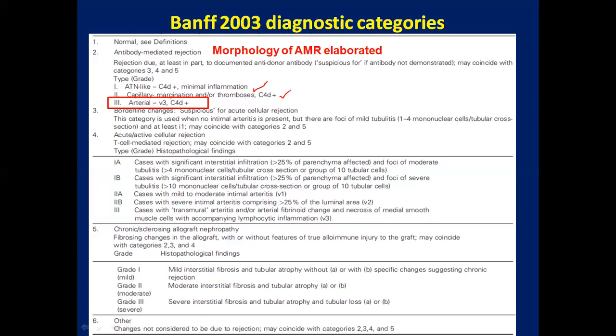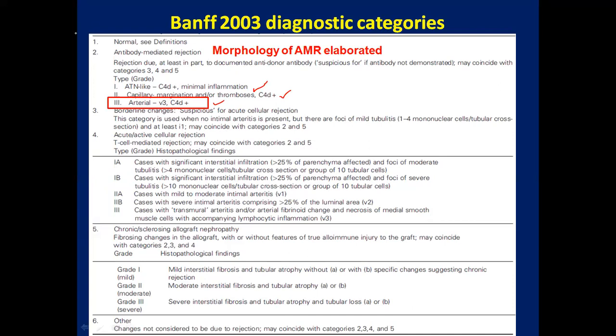When I say margination or thrombosis, thrombosis means there is TMA, and margination means there is glomerulitis and peritubular capillaritis. And what I want to highlight here is V3. It was believed in 2003 also that if there is a severe vascular rejection or V3 lesion, then only it is acute antibody-mediated rejection. V1, V2 lesions were not considered an antibody-mediated process. They were considered possibly related to acute T-cell mediated rejection rather than antibody-mediated rejection.